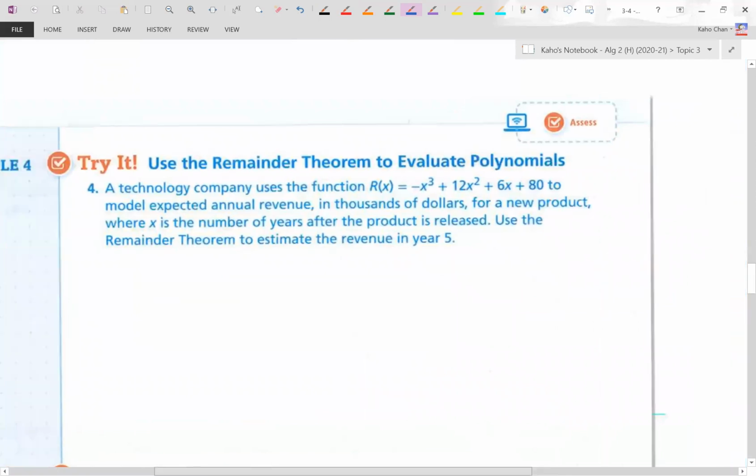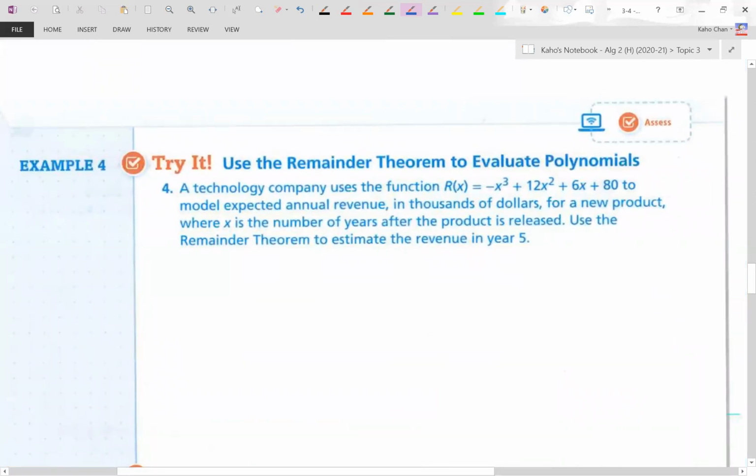Very interesting, isn't it? Number 4 on the next page: a technology company uses the function r of x equals negative x cubed plus 12x squared plus 6x plus 80 to model expected annual revenue in thousands of dollars for a new product, where x is the number of years after the product is released. Use the remainder theorem to estimate the revenue in 5 years. If I never knew all this stuff, I would just plug in the number 5 for x. But that takes a lot of work. Could I do it faster? The answer is yes, using the remainder theorem.